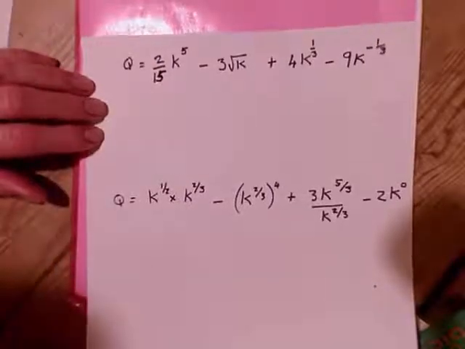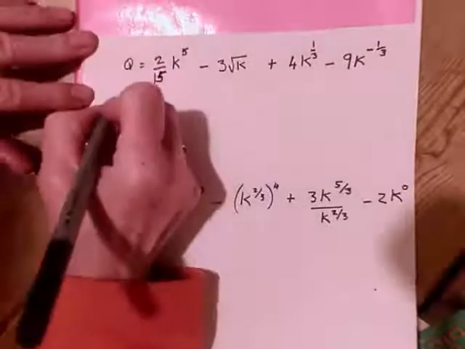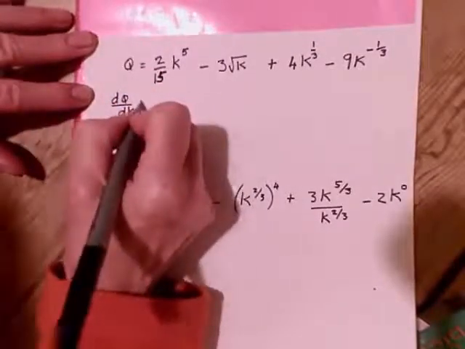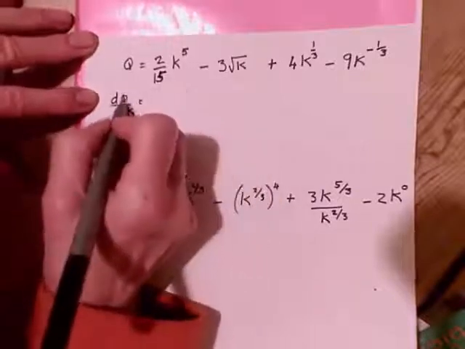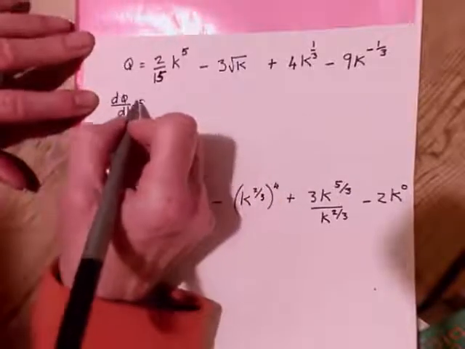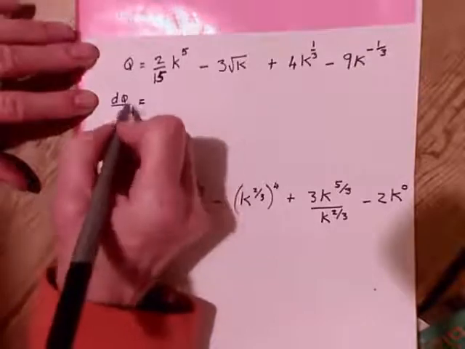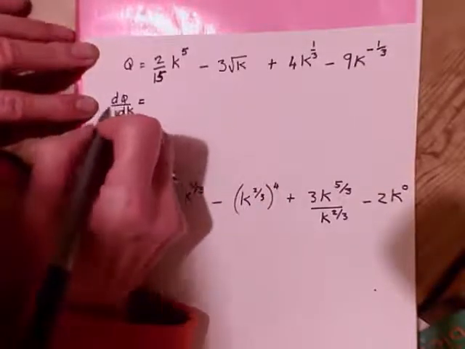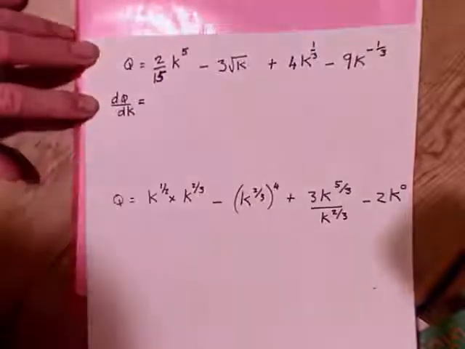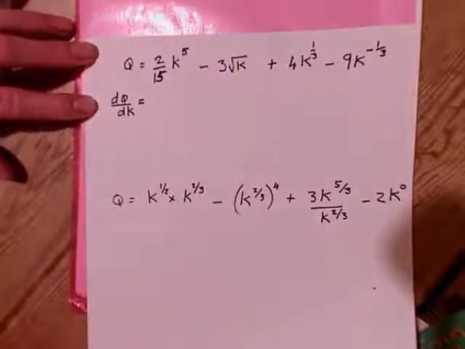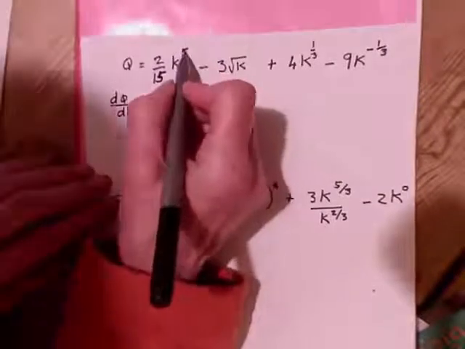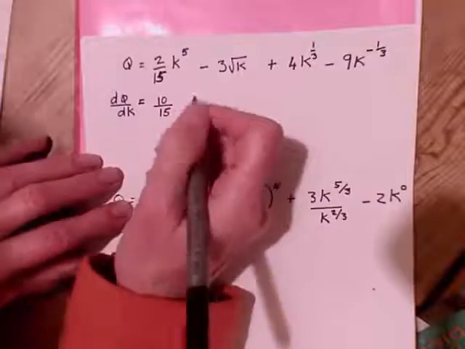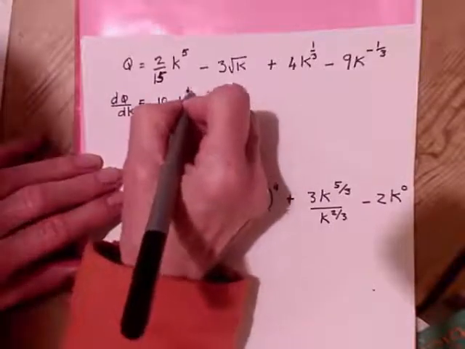Okay, let's just do a couple more. So we're going to differentiate dQ by dK now. So we're looking at another production function where quantity or output is seen as a function of capital, and we're going to be looking at the rate at which quantity changes as capital increases by 1. So here we go. We're going to multiply 5 by 2 over 15. We're going to get 2 over 15 K to the 4.